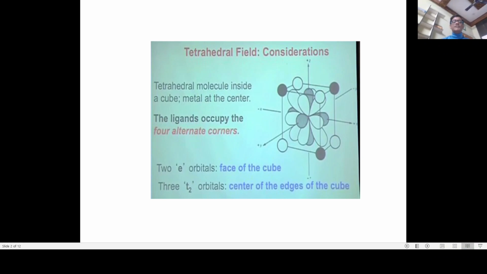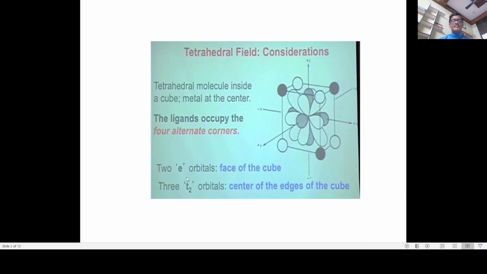When we talked about the octahedral complexes, there were other views. When we are talking about tetrahedral complexes, the structure has E and T2 sets. There was eg and t2g in the octahedral case. The e and t2 electrons face the cube and the center of the edge of the cube.